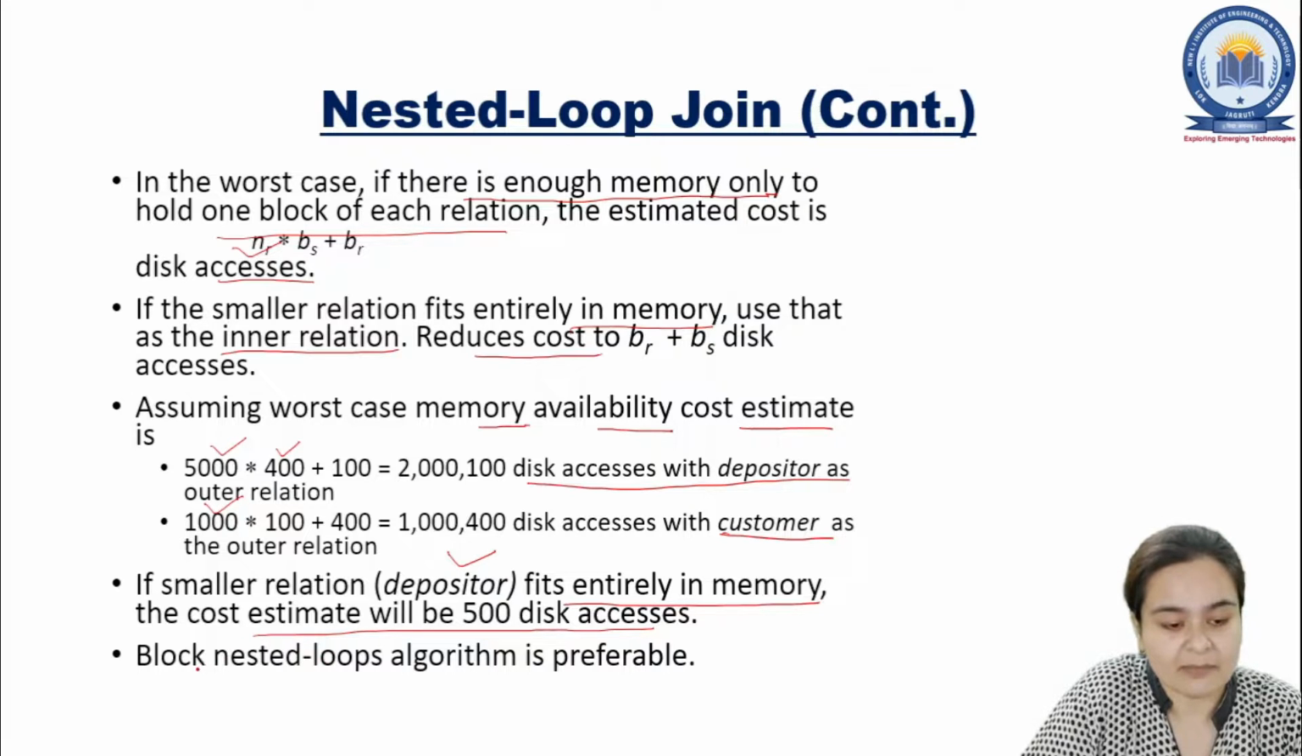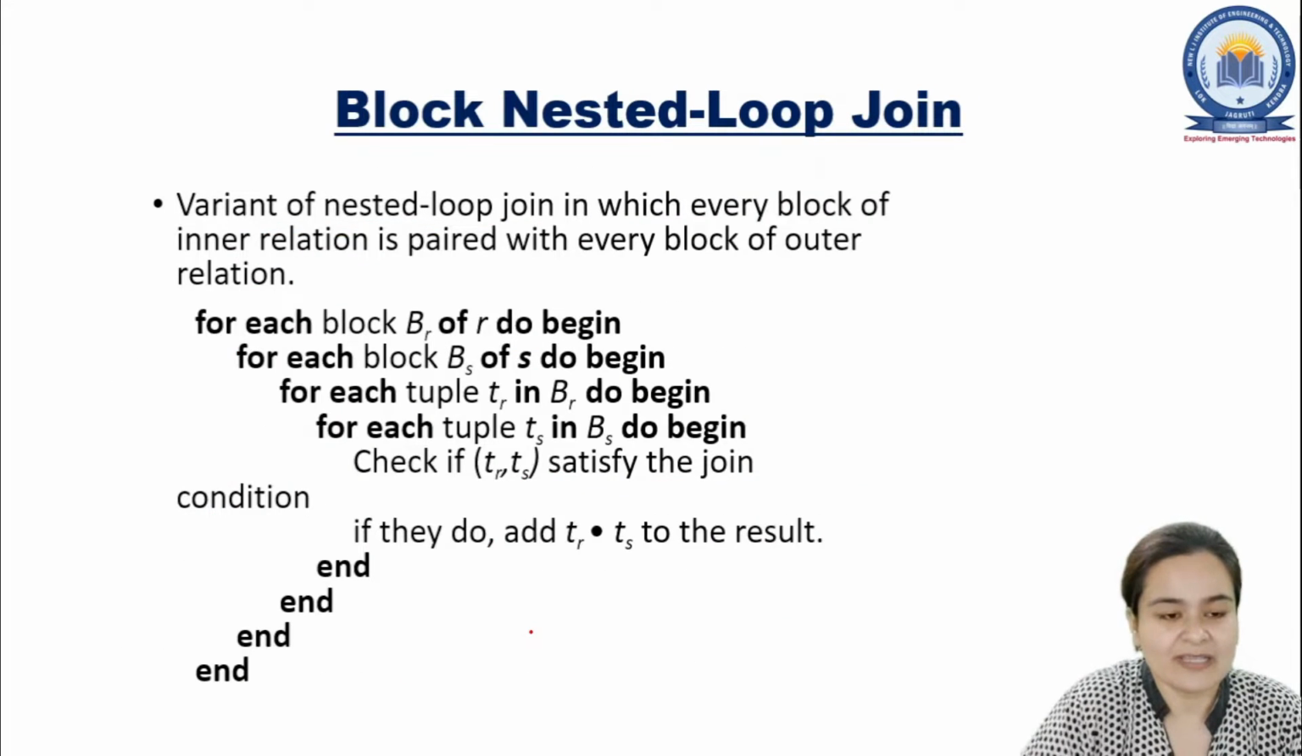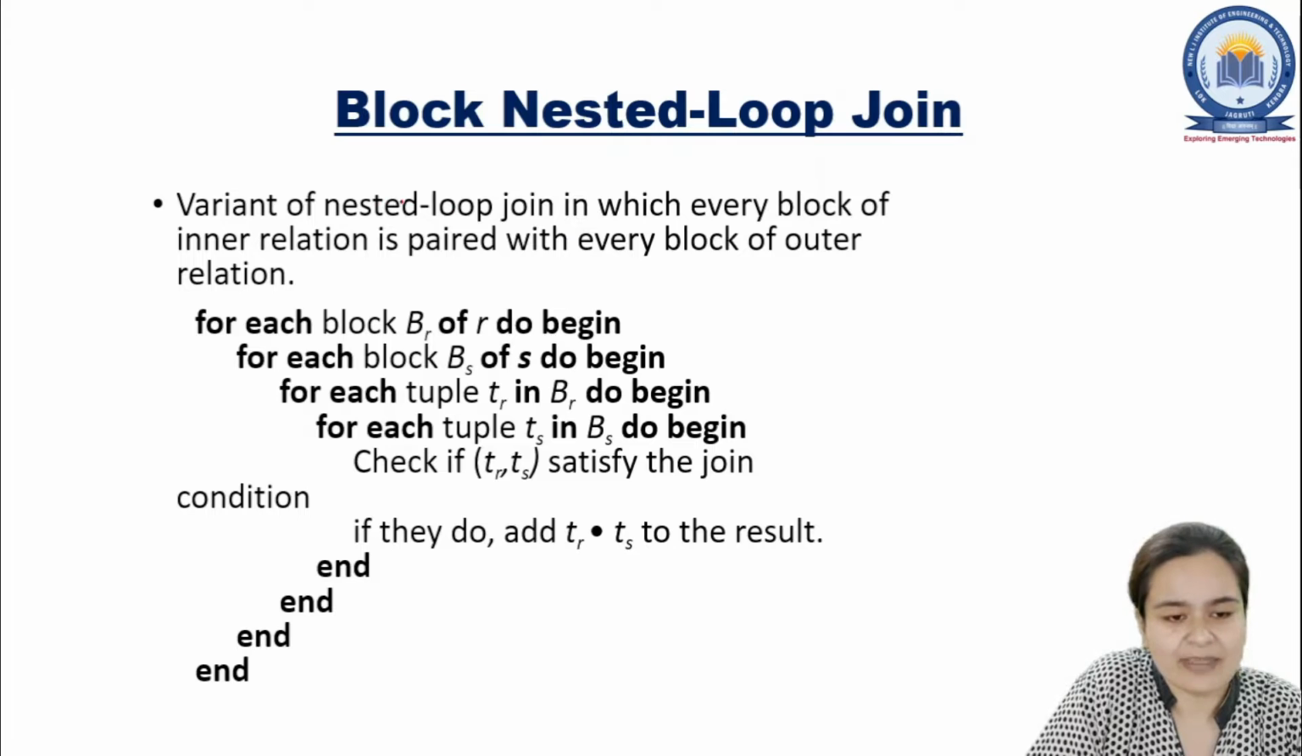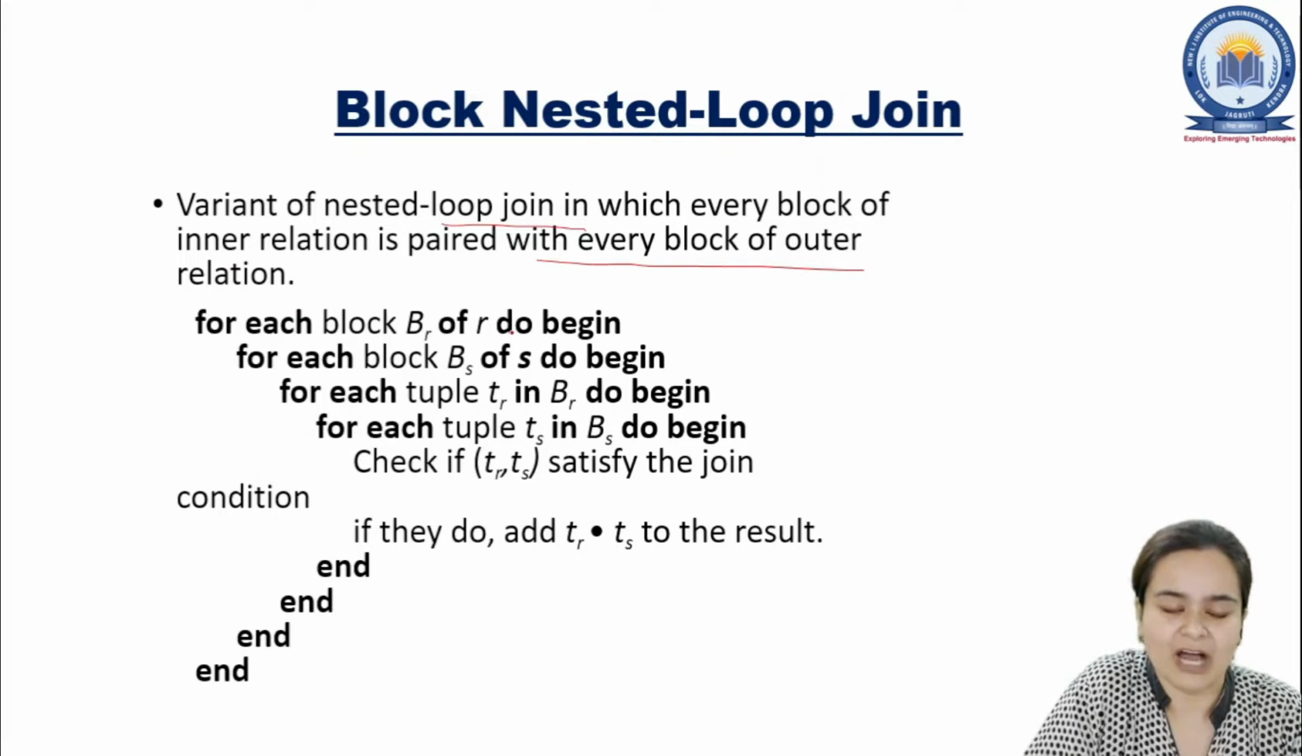Both of them can be done, but we have to see the cost estimate: where we get the higher cost, we drop that path and take the path with the lower cost estimate to perform this join. We have a better, preferable algorithm called the block nested loop algorithm. This is a variant of nested loop join in which every block of the inner relation is paired with every block of the outer relation.